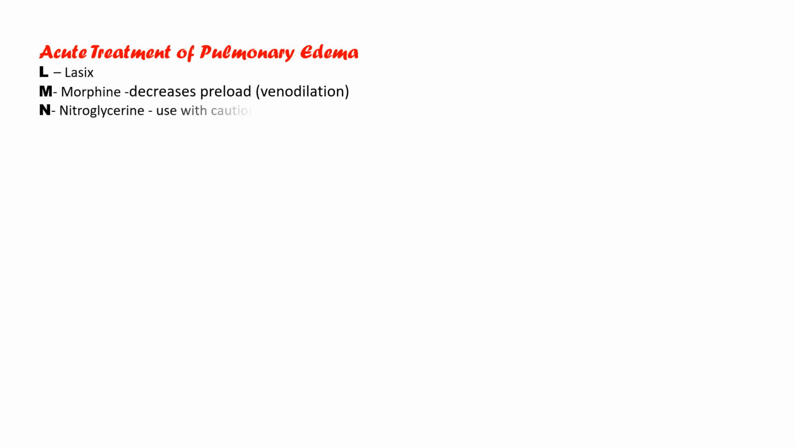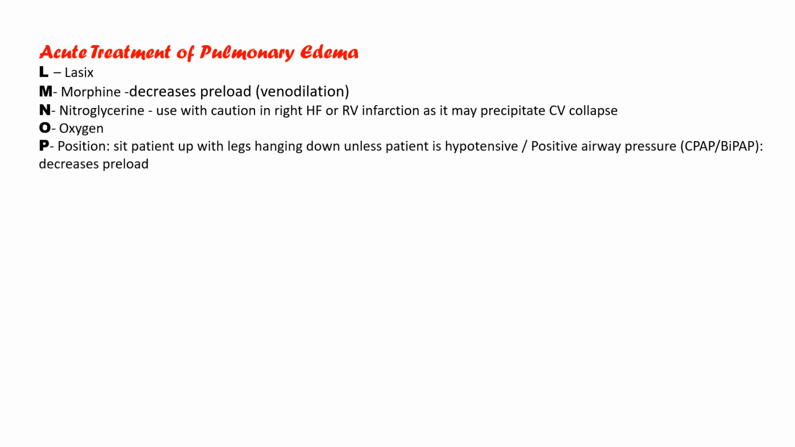Acute treatment of heart failure is to treat pulmonary edema. Lasix is given in order to reduce the volume overload. Morphine is given to decrease preload. It is a venodilator. Nitroglycerin is a vasodilator. It is used with caution in right heart failure or right ventricular infarction, as it may precipitate cardiovascular collapse. Oxygen is given in pulmonary edema. Position should be upright, and positive airway pressure is given in order to decrease preload.